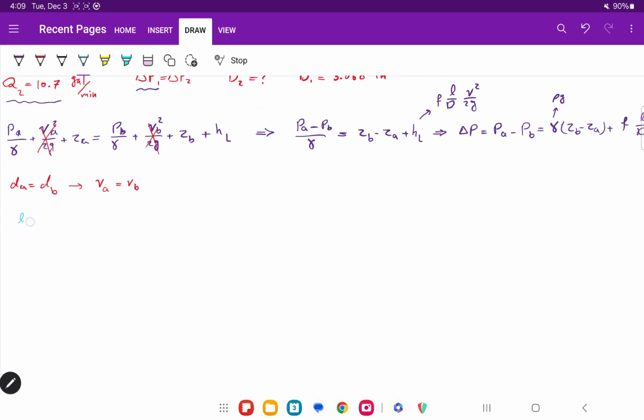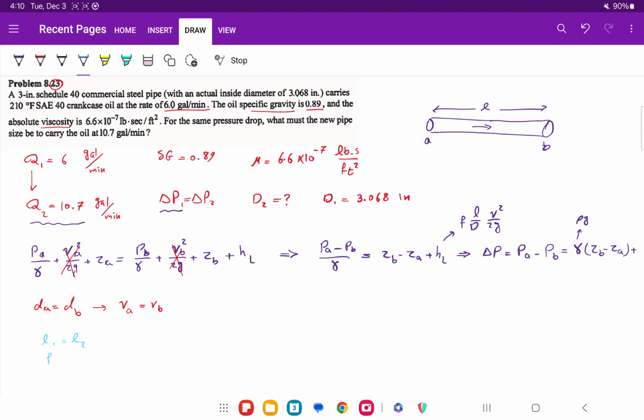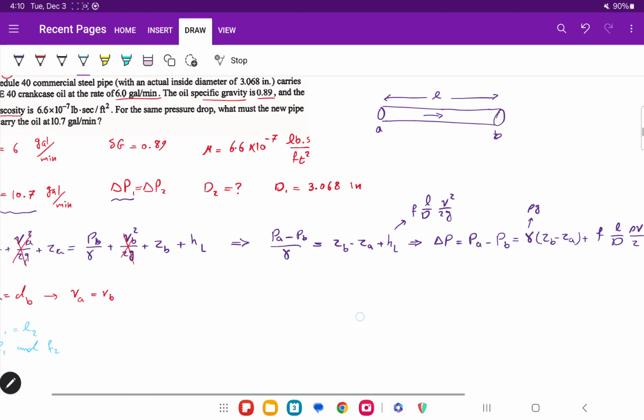So L1 equals L2. Friction. We should consider friction. Can we consider friction constant in these two situations? No. Why? Because friction depends on the Reynolds number, so the diameter is important, the velocity is important. So we should find a relationship between F1 and F2. Diameter, we should find diameter, so it's out of option.